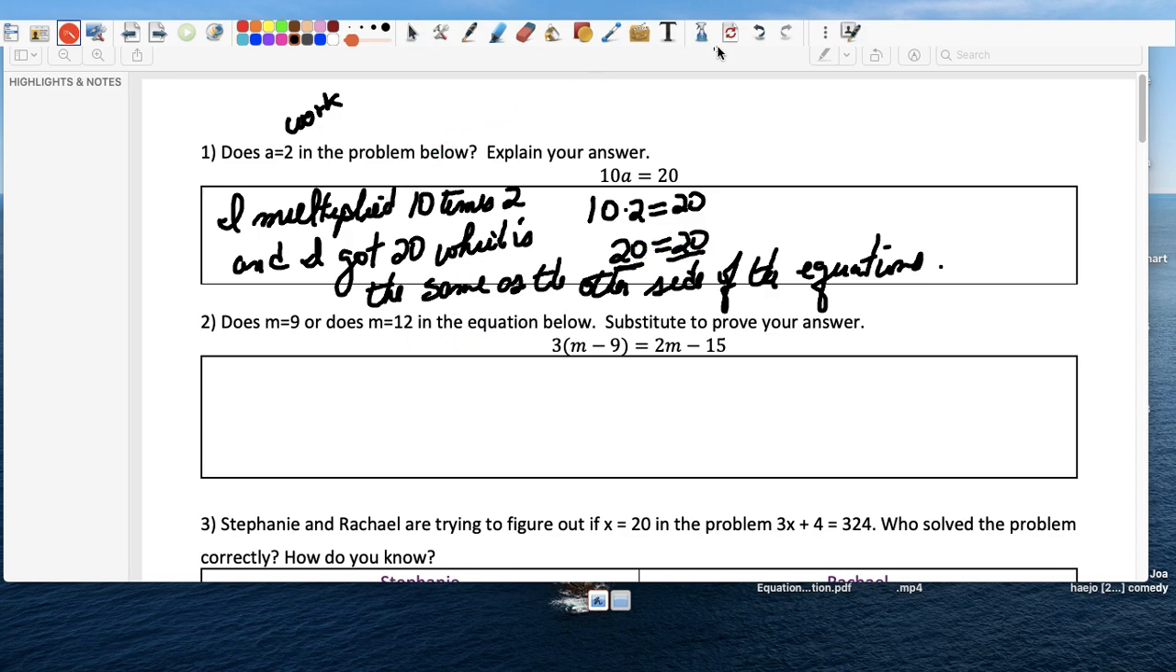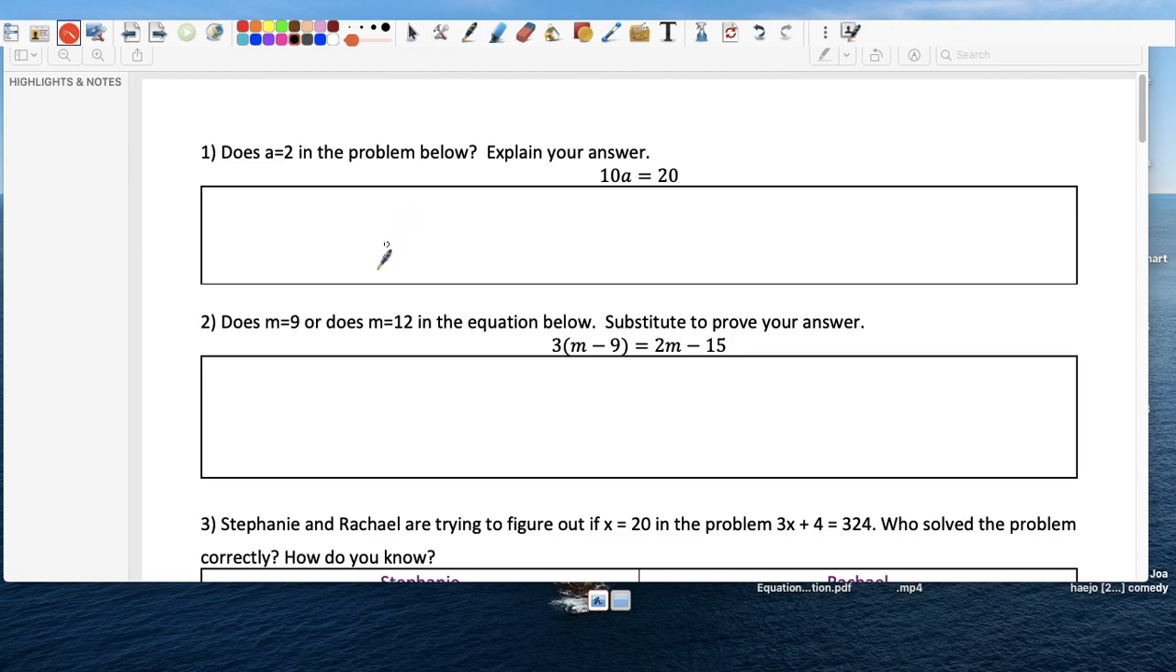So that one worked. Does m equals 9 or does m equal 12 work in the equation below? I don't know why I'm forgetting some word. Well, again, work, trabajo. Right, substitute to prove your answer. So let's try m equals 9. Right, so let's try este primero. So 3, and then it's going to be 9 minus 9, because I changed, and then 2 times 9 minus 15. A ver si funciona.